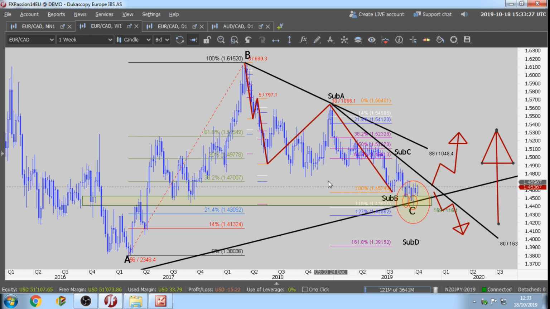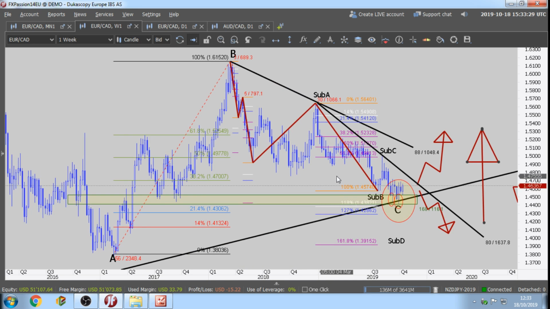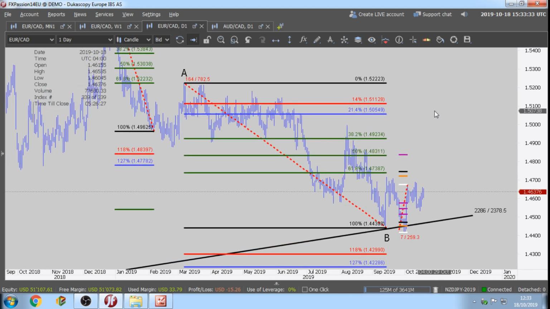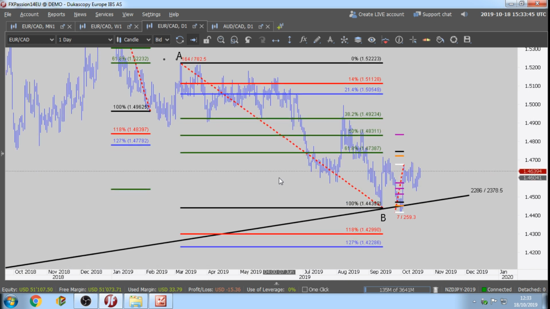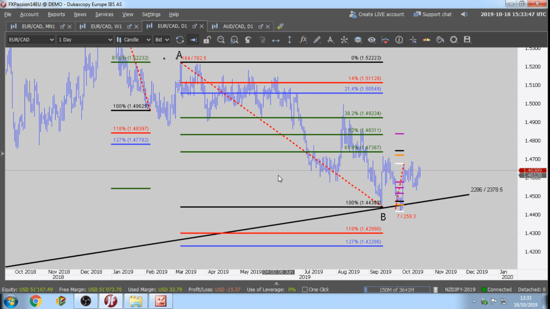What is the sub A and sub B level? Sub A is at 1.56, and on the daily the A is at 1.52. Quite similar, huh? And the sub B is 1.45 and the B is 1.44. Quite similar.